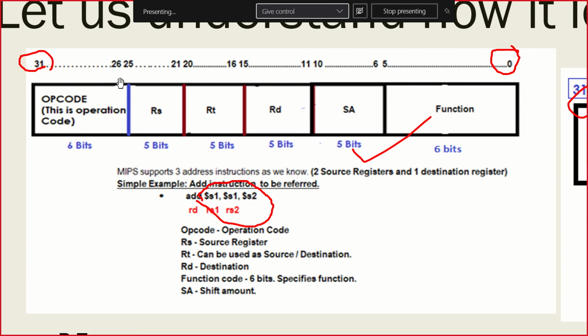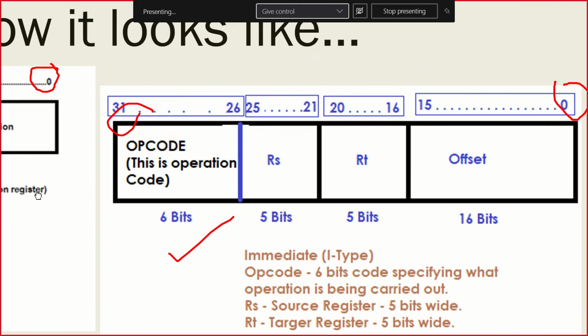Here, how do you write it? RD, RT, RS. But when you write it here, you got to be careful. It is RD, RS1 and RS2, or RS and RT. You call it the way you want.